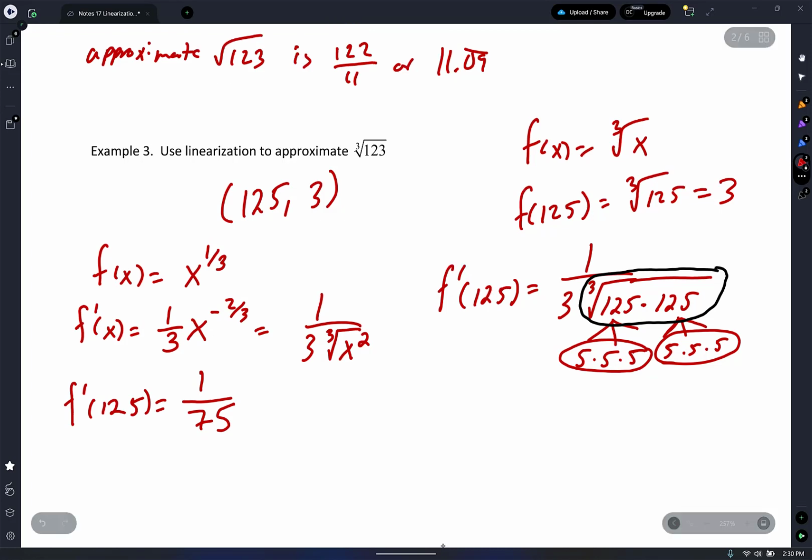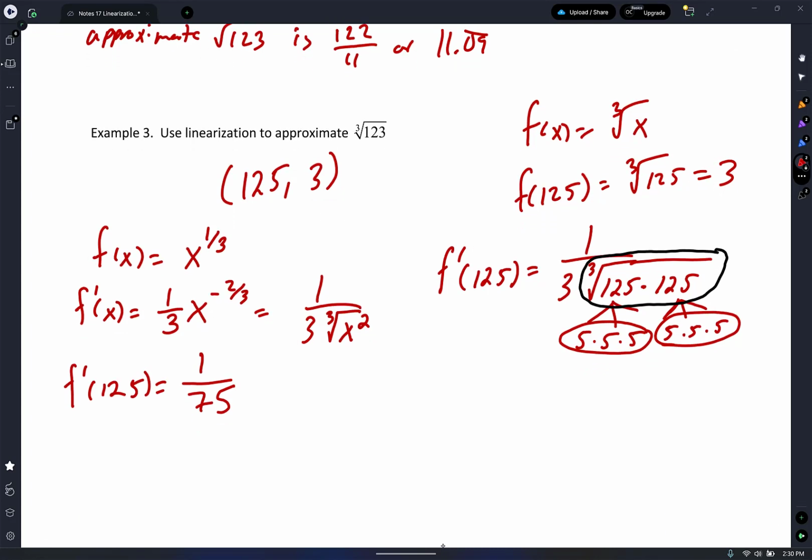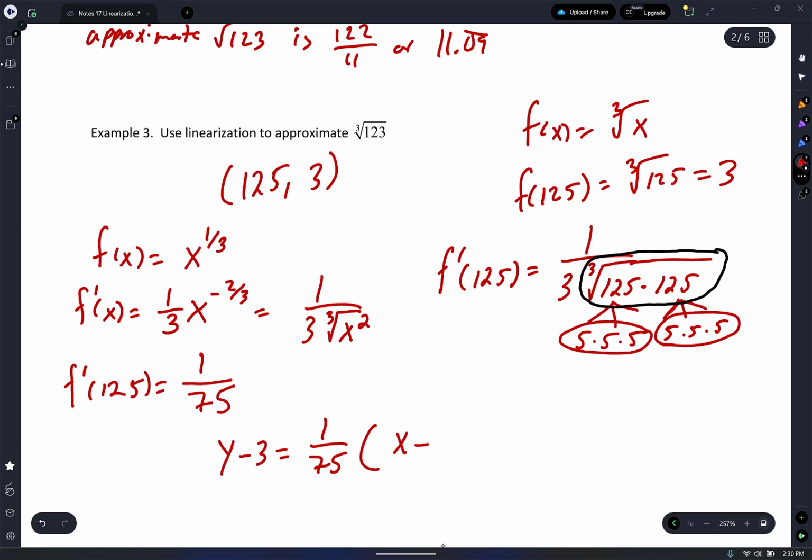So now I'm going to do my approximation. I'm just doing my tangent line. y minus 3 equals 1/75 parenthesis x minus 3. Hopefully no one's confused. All I'm doing is the tangent line. Oh, you're right, x minus 125. Thank you, miss. I would have gotten it wrong. I was checking to see if you were listening. Yeah, no, I make mistakes all the time.